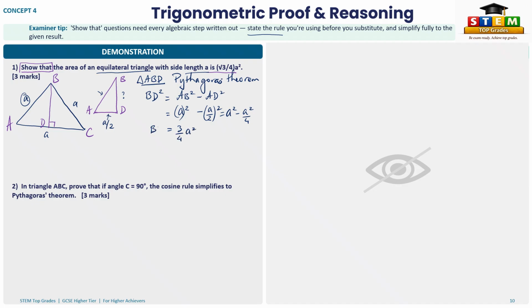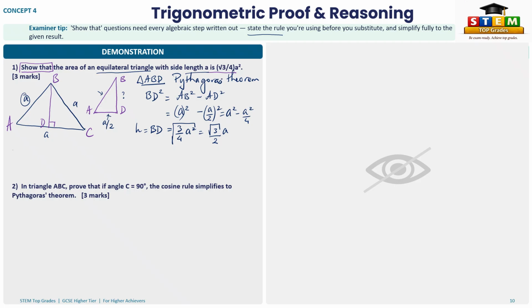However, if you're looking for BD, you're going to take the square root of that, and you end up with square root of 3 because you can't simplify that. Square root of 4 is 2. Square root of a squared gives you a. Now we got BD. Okay, so BD is the height, if you want, of that triangle.